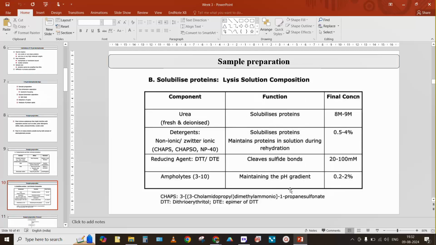Then protein solubilization: there are some lysis solution compositions, as you can see in the chart. We have urea, detergents, reducing agents like DTT, as I told you, then ampholytes, with their final concentration and their function.